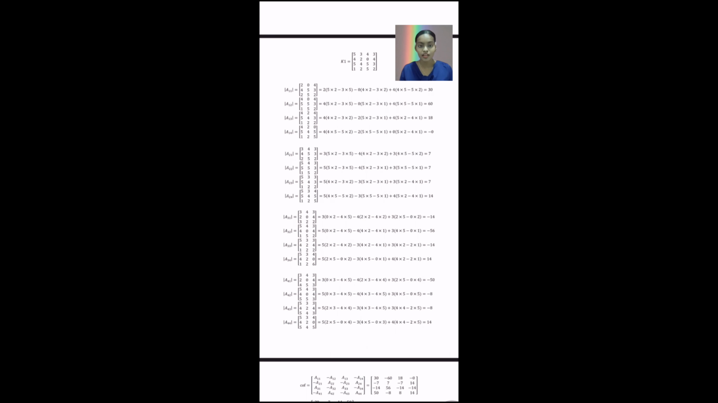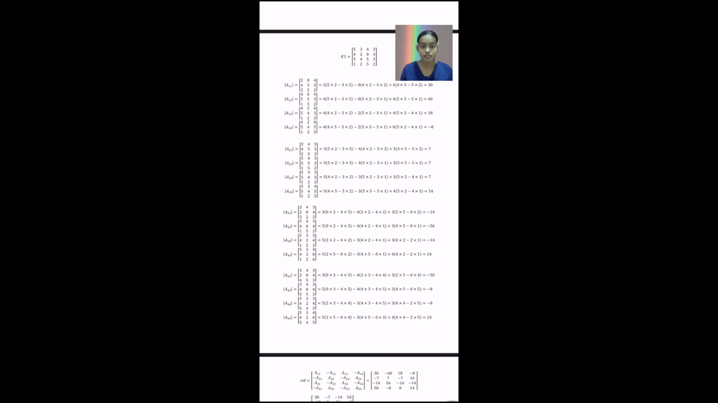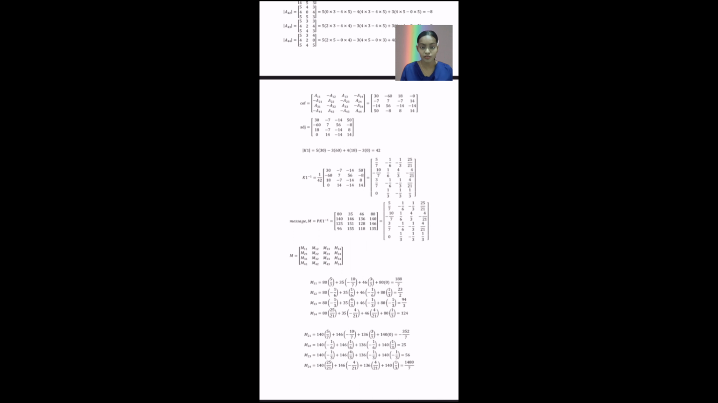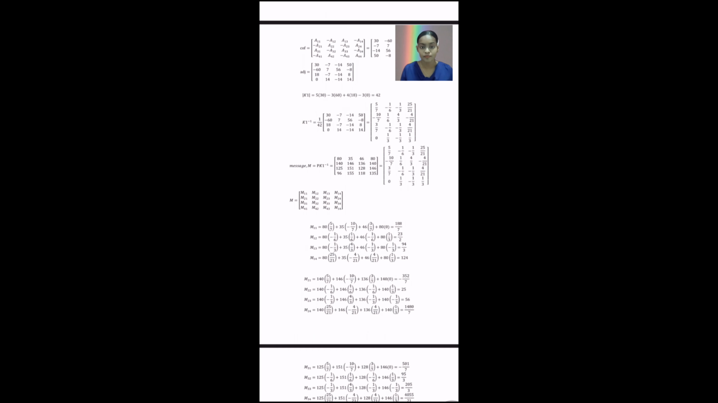To solve the first code, I used the adjoint method to find the inverse of K1. First of all, I calculated the minor for all the elements in the matrix by eliminating the rows and columns. After that, I managed to figure out the cofactor by using the formula below and also the adjoint of K1. To find K1 inverse, I multiplied 1 over 42 with all the elements in the adjoint. Finally, to find the message, I multiplied matrix P with K1 inverse. Unfortunately, I didn't manage to figure out the message as there were fractions and negative values.